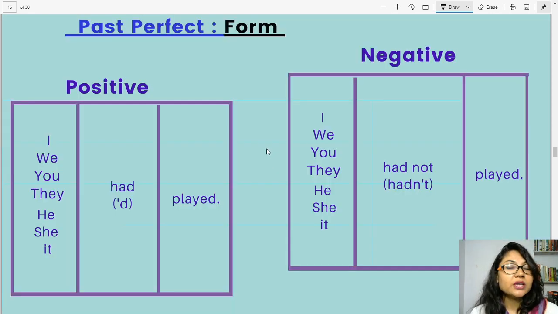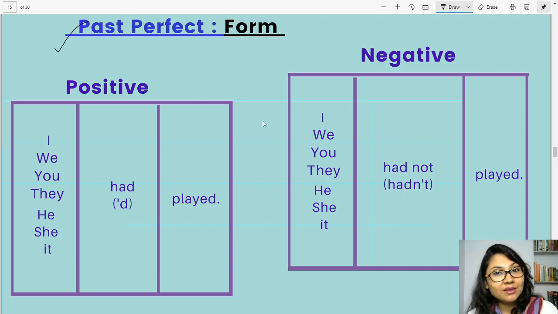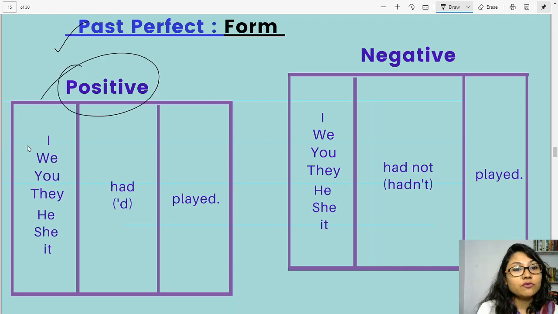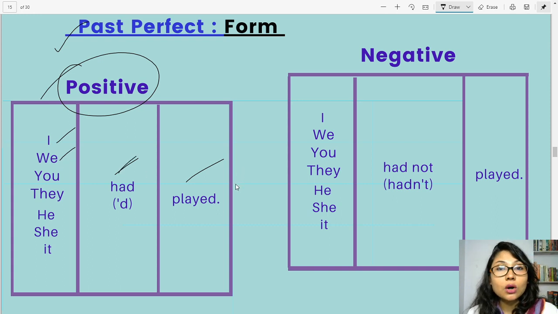The past perfect form. Alright. Again, same thing. The positive form, I had played or I'd played. We had played or we'd played. You had played or you'd played. They had played or they'd played. He had played or he'd played. She had played or she'd played. It had played or it'd played.